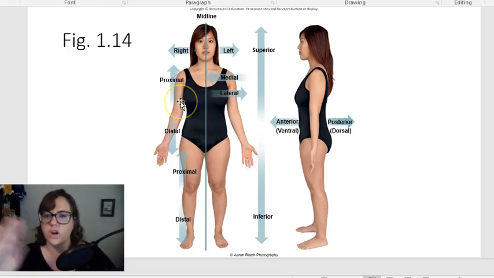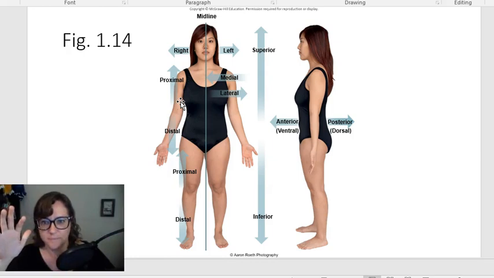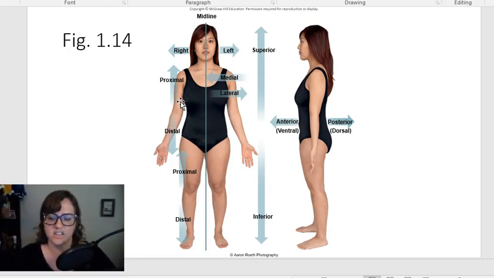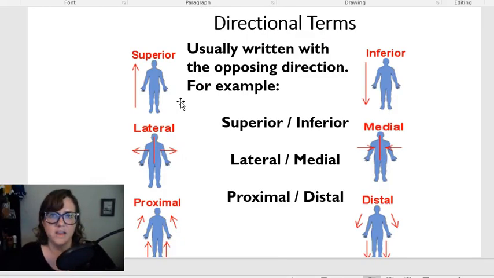We're going to go through all these terms in more detail. I love this figure from your book. It's nice to see it's not just a naked dude in his underwear, so it's nice to see a female anatomical person in the correct position. You will see these directional terms usually paired with their opposite. So we have superior versus inferior: superior is towards the head, inferior is down. Lateral and medial are opposites. We also see proximal and distal. We'll talk about it all.